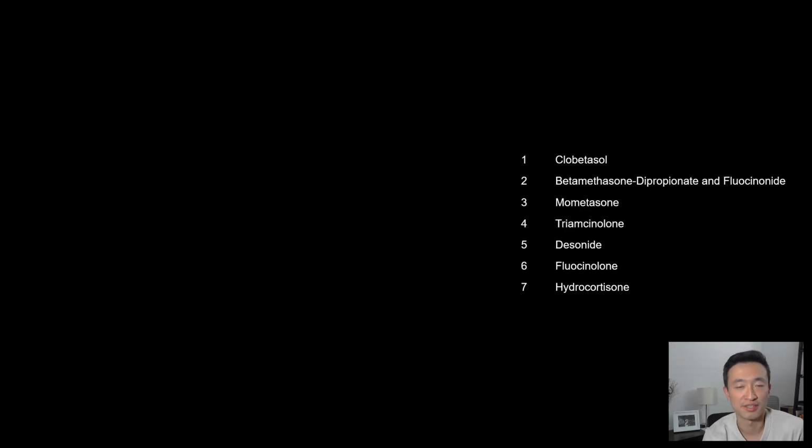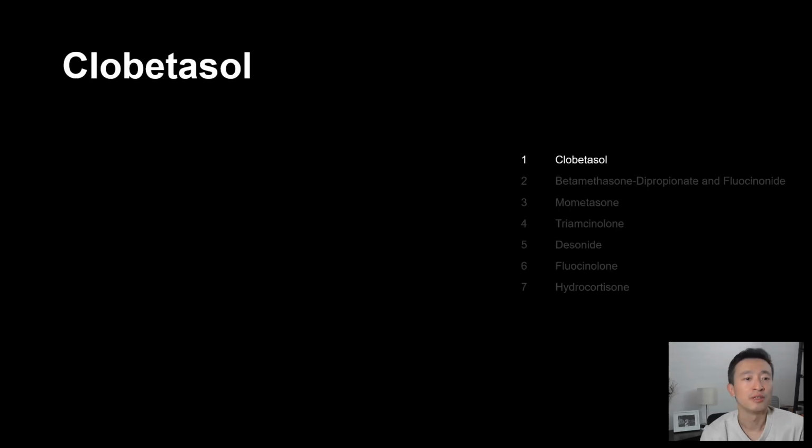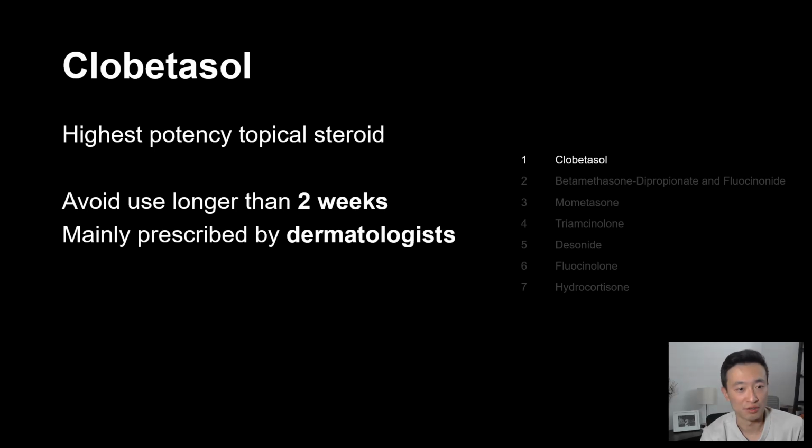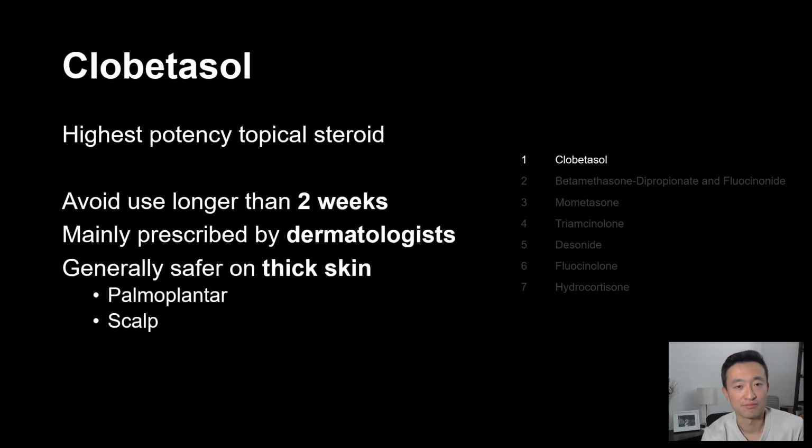So let's talk about each of these in a little more detail. So first, Clobetasol. So again, this is the highest potency topical steroid. You pretty much want to avoid using it for longer than 2 weeks. Generally, you want a dermatologist to be the one who's prescribing this. And these are also generally safer on thicker skin. So for example, the palmar plantar surfaces, including the palms and soles, and the scalp as well.